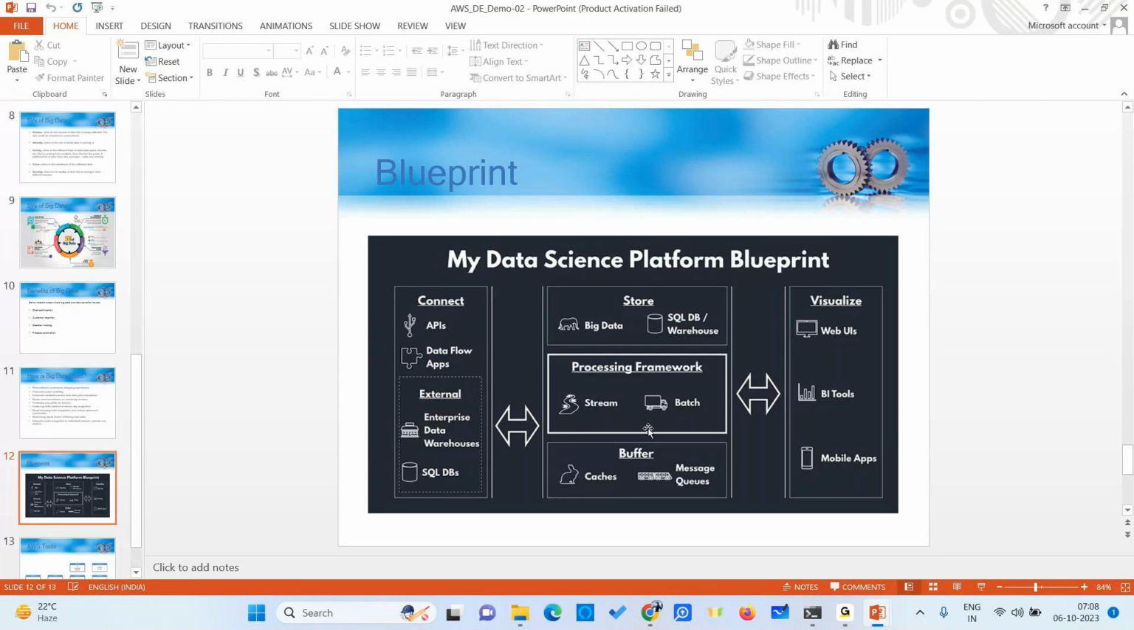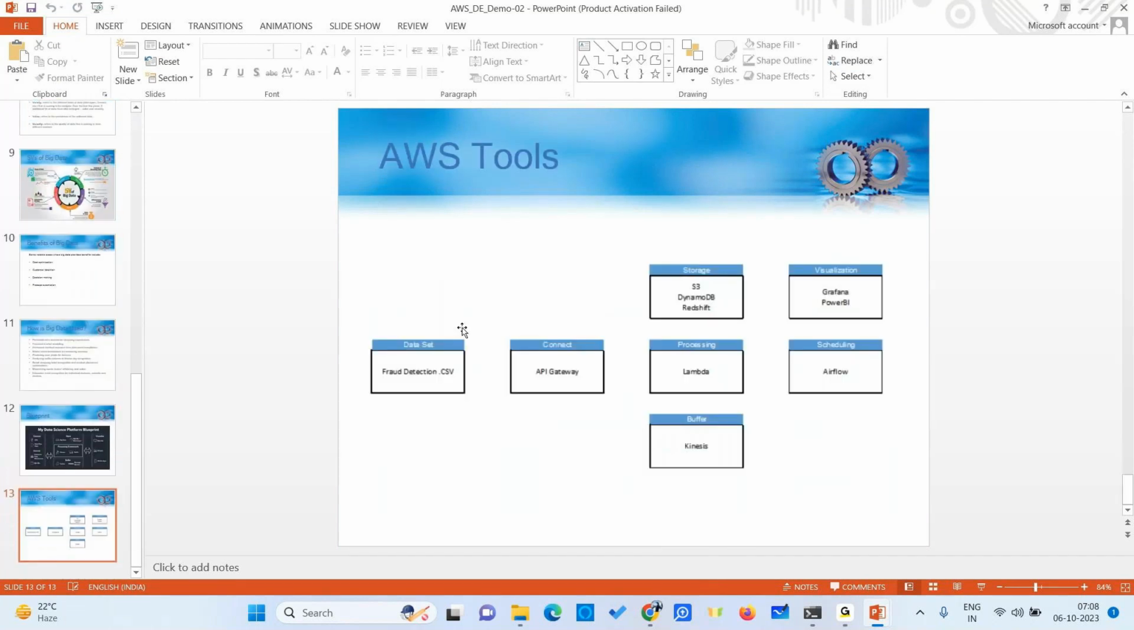So in AWS, in these stages, we use the connect phase, we use API gateways. In the store, we use S3 buckets, DynamoDB, and Redshift. These are the tools which are available in AWS cloud. And then for processing, we use Lambda and Glue step functions. And these are all advanced processing tools, so that we are going to learn how to use them practically, with live examples and live exercises.